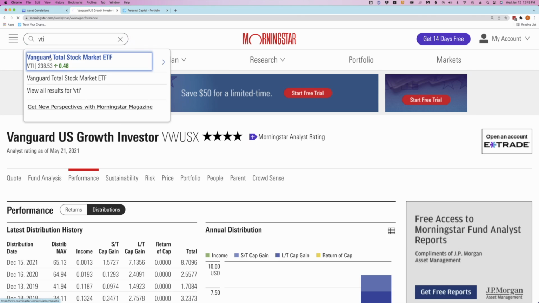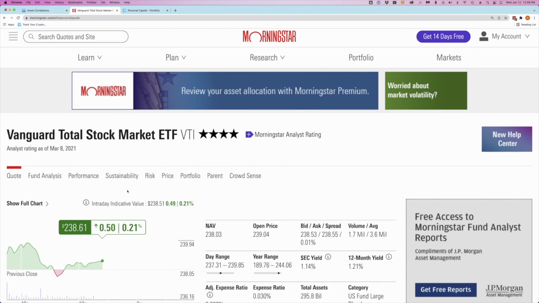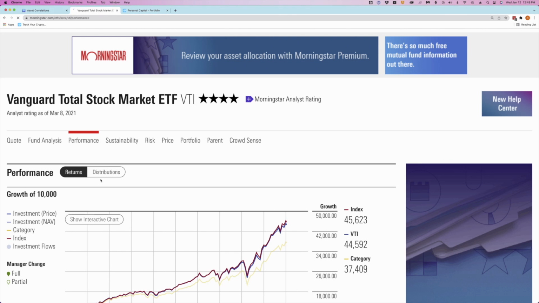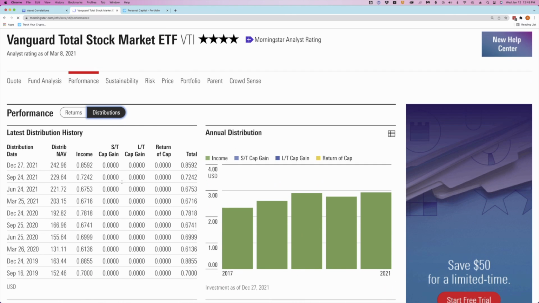That was one of our core investments. We go to performance. Now this is an ETF. So ETFs typically don't distribute capital gains, and yep, you can see it's 0. Whoops. These two columns are 0. Income is normal because the fund pays dividends.